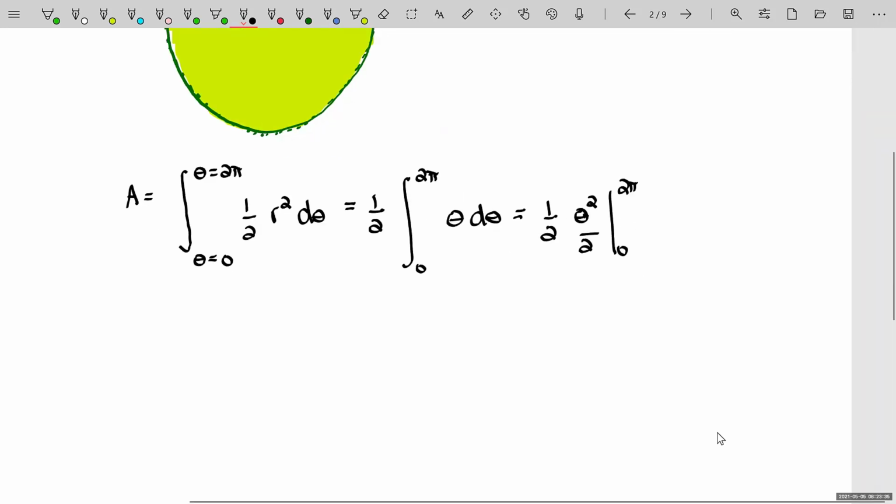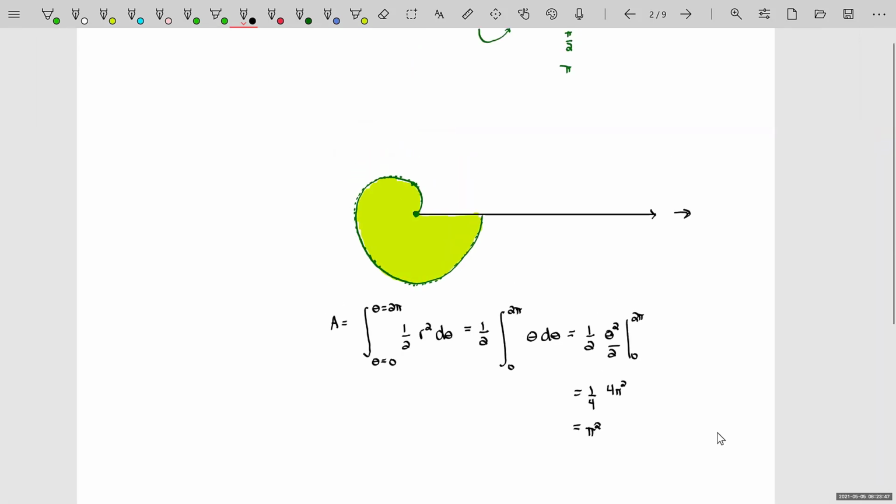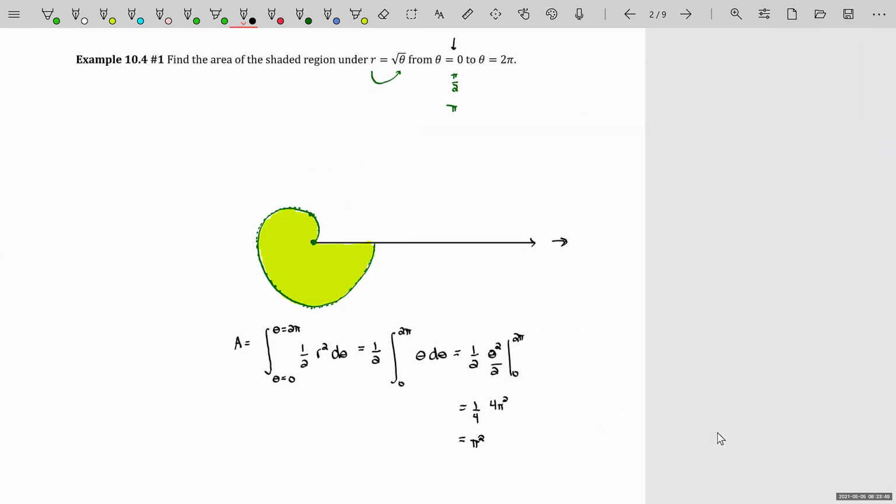And that's going to be 1/4 times 4 pi squared. And that's going to be pi squared. Really nice, clean integral, super, super fast. So this is a great way to end the course, getting to these types of integrals that are actually somewhat fast. Not a fancy, crazy formula, just a really nice, clean formula.